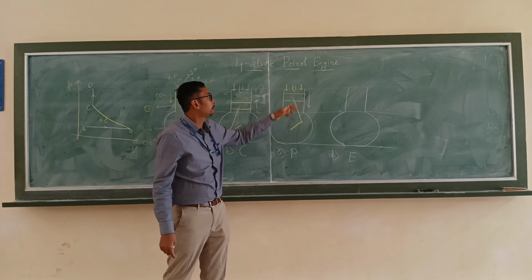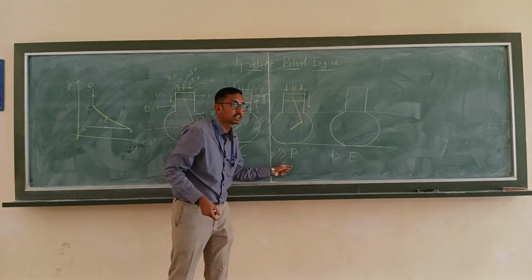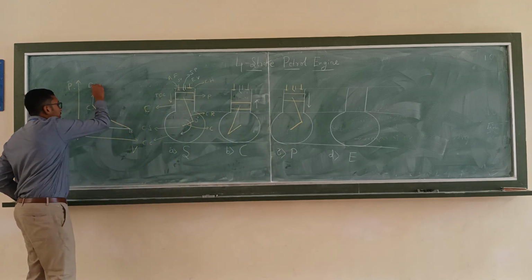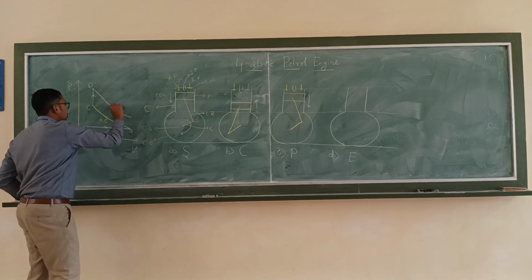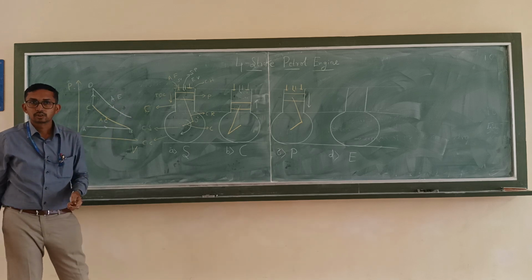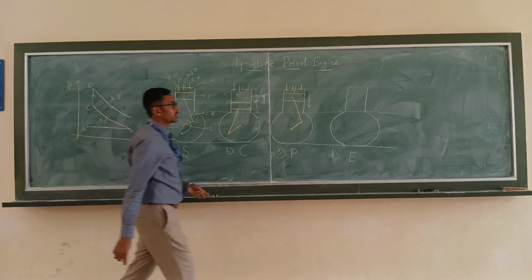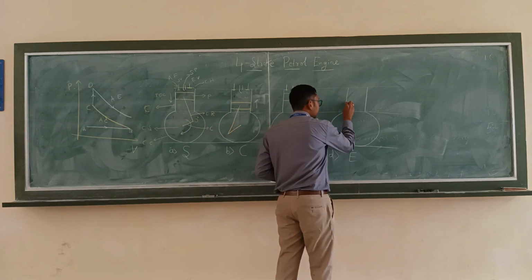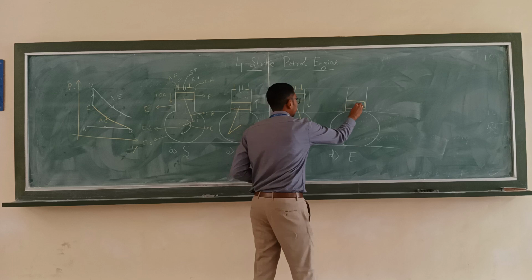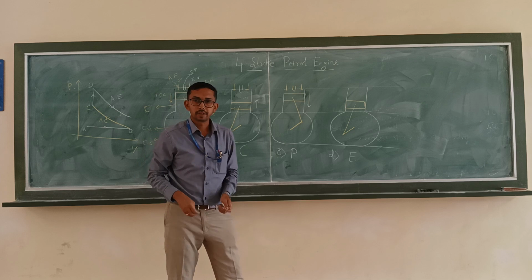During this stroke, the power is being generated. Hence, this is called the power stroke. This expansion is represented from D to E. This is also adiabatic expansion. Is it clear? Now, what is the position of the piston? Now the piston is at bottom dead center.